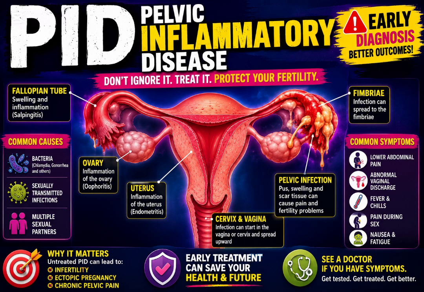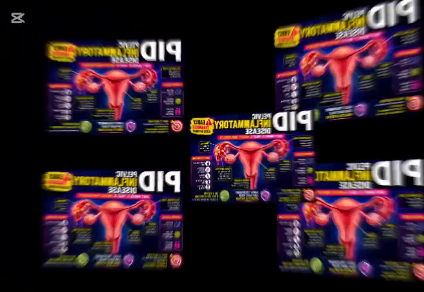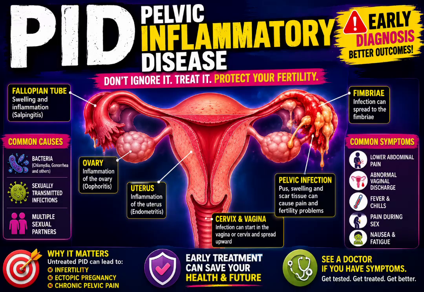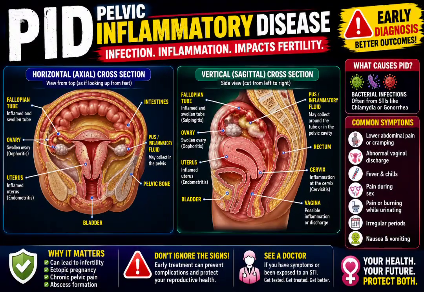Let's look inside. Our first image shows a horizontal, or axial, cross-section of the pelvis. From this view, we can see the uterus in the center, with the fallopian tubes and ovaries on either side. We can also see nearby structures such as the bladder and intestines. When PID develops, the reproductive organs can become inflamed, swollen, and painful.